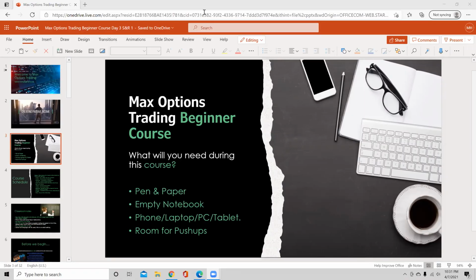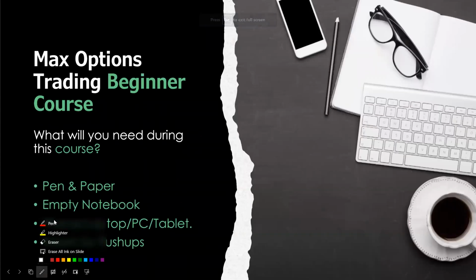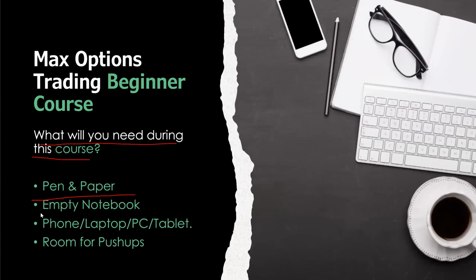Welcome to the Max Options Trading Beginner Course class number 3. What you're going to need for this course, a little bit of pen and paper, especially for today's support and resistance class. You're going to want to be taking some good notes. Make sure you have your phone, laptop, PC, or tablet. Maybe you want to take notes on there. That's completely your prerogative. And some room for push-ups.